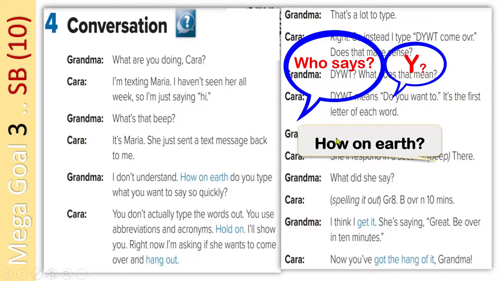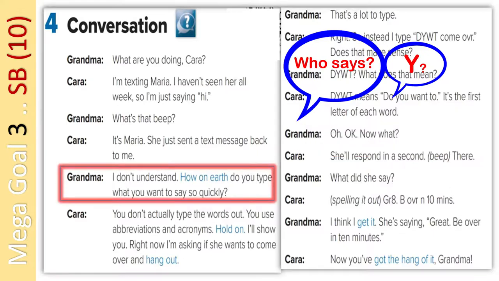Who says, how on earth, كيف على الأرض, how on earth? Who says that? Is it the grandma or Kara? One, two, three. It's the grandma, how on earth, excellent. Why did she say that?